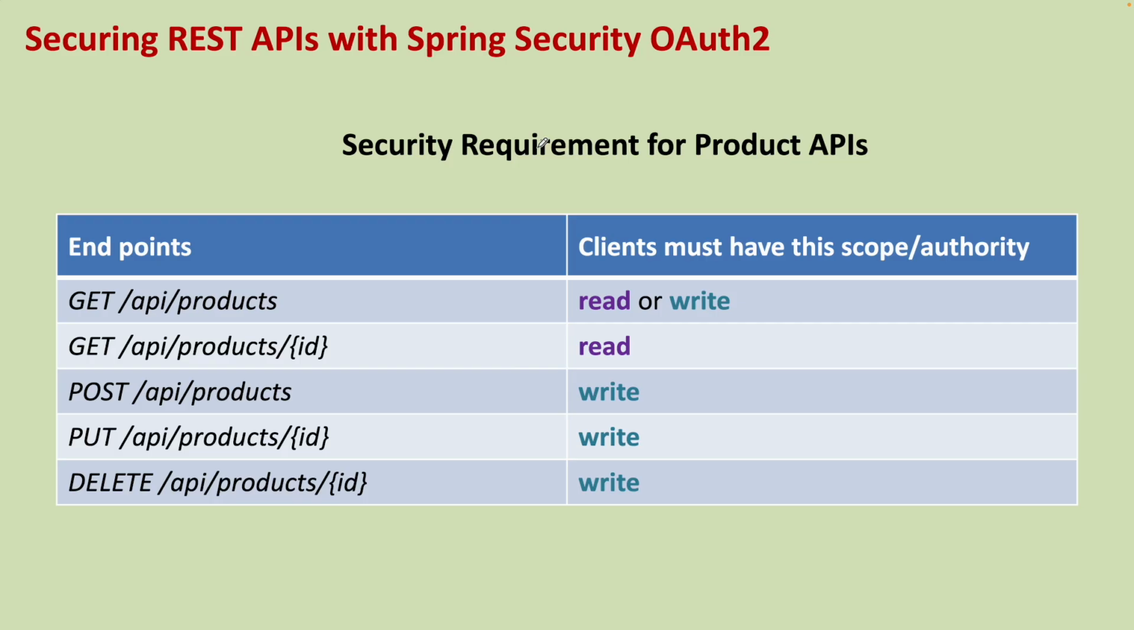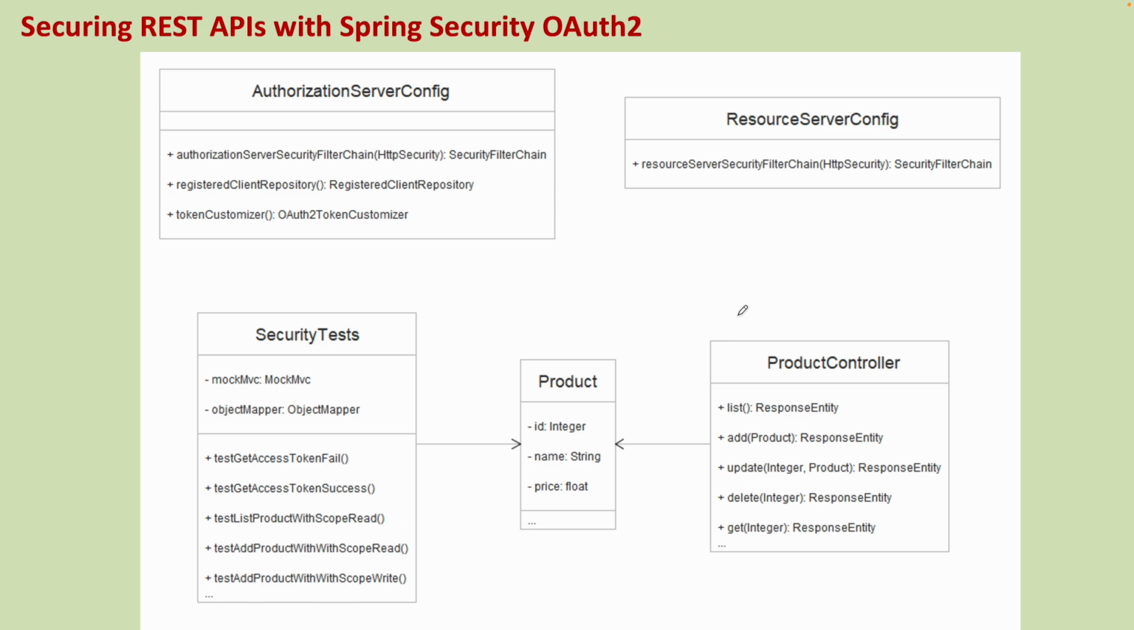Next, let's update the Spring Resource Server configuration class in order to secure the list products API at this endpoint. The HTTP method is GET and the endpoint is /api/products, and the client must have the scope authority name read or write in order to access this API endpoint. And for testing, we code the test method testListProductWithScopeRead in the security test class.